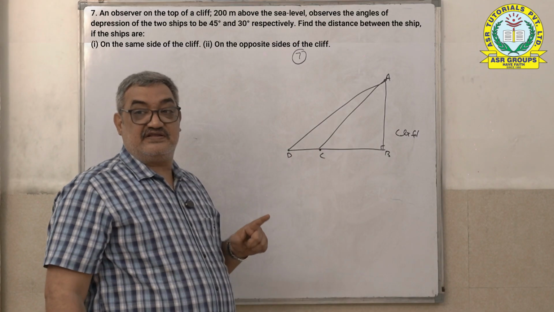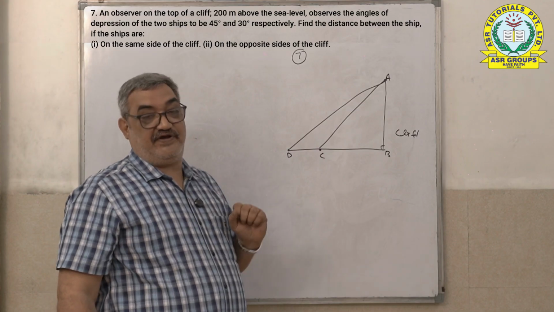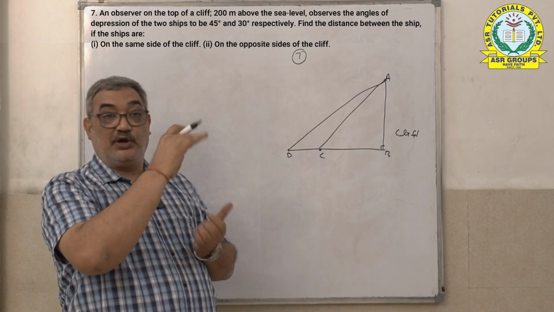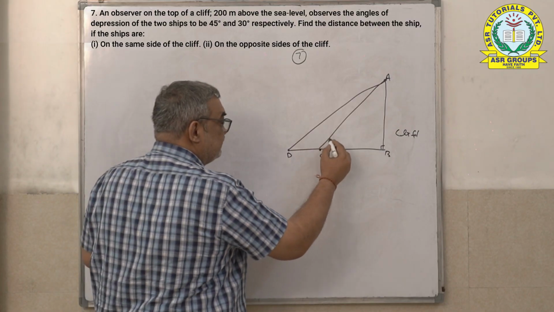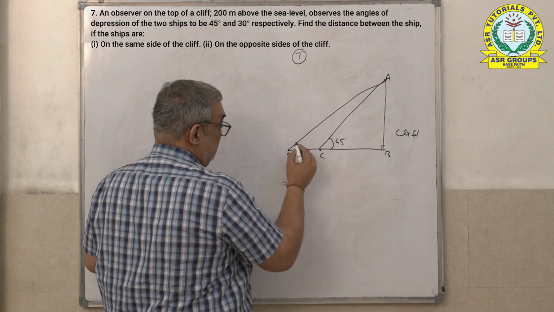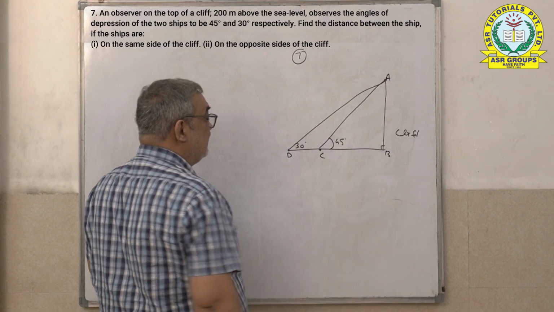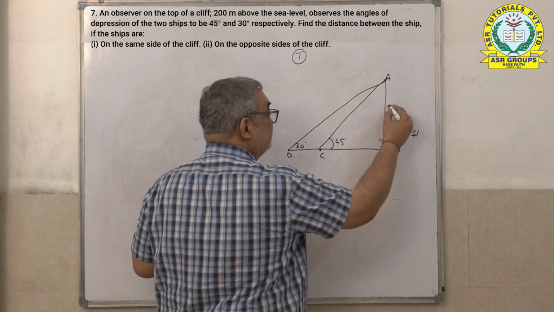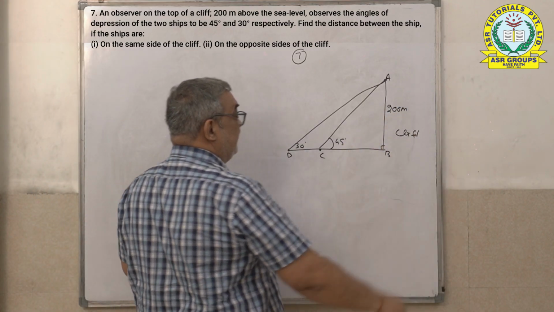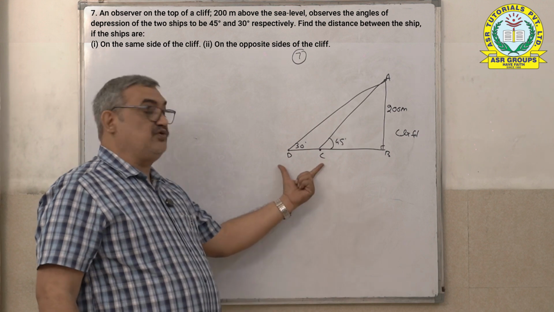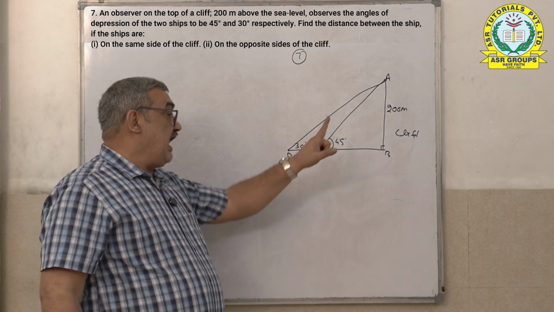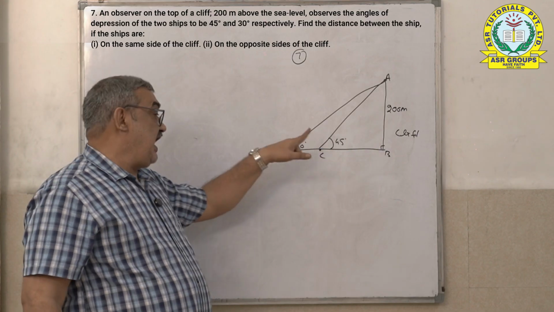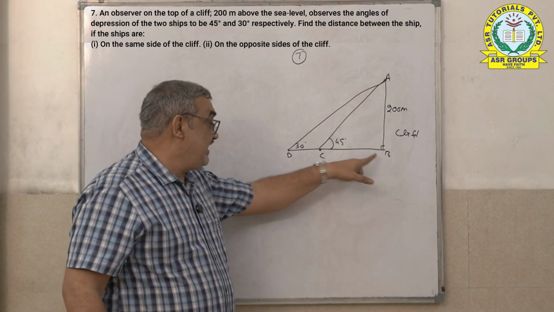Angle of depression is 30 and 45. When we go near, we see big things. Closer one is higher, and when we go far, it's smaller. Given the height of the cliff, it is very simple. I have to find the distance between two ships. I'll use tan 45 to get BC, and tan 30 to get BD.